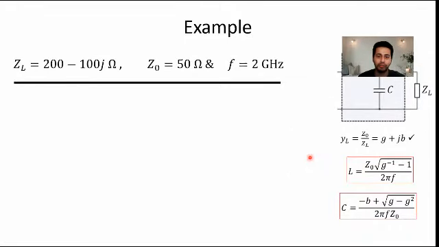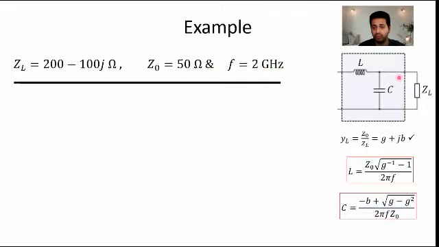So here I'm going to show you an example of how to apply the formulas that I showed in the previous slides to calculate your matching network parameters. Let's assume we have a load impedance of 200 minus 100j and a Z0, which is the source impedance, of 250 ohm, and we want to match them at 2 gigahertz. And let's assume that I want to use this matching network, which is a series L and shunt C. Let me show you how to use these formulas.